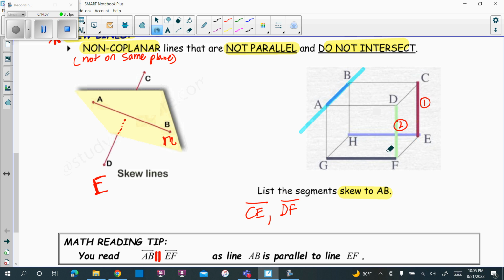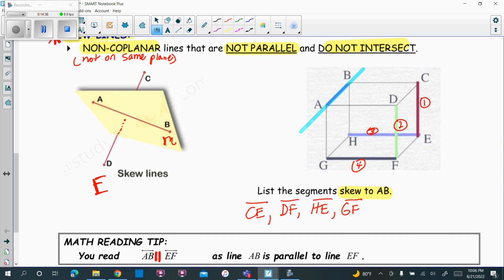Then I can pick a segment on the bottom. This one over here, we have HE. Hopefully you see those already. And we also have here on the bottom, GF. I cannot pick FE or GH because they would end up being parallel. So there are our skew lines to AB.